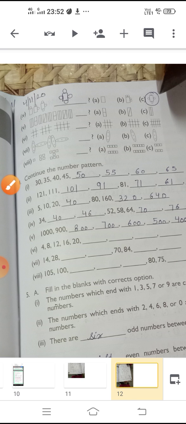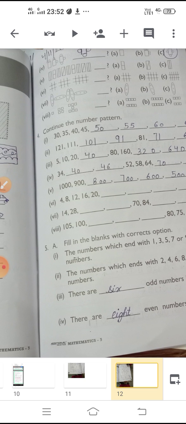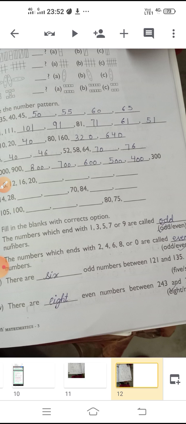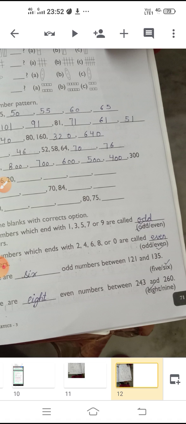Fill in the blanks with the correct option. The numbers which end with 1, 3, 5, 7 or 9 are called odd numbers. You will tick it and you will write odd in the blank. Next, the numbers which end with 2, 4, 6, 8 and 0 are called what? Even numbers. What are they called? Even numbers.